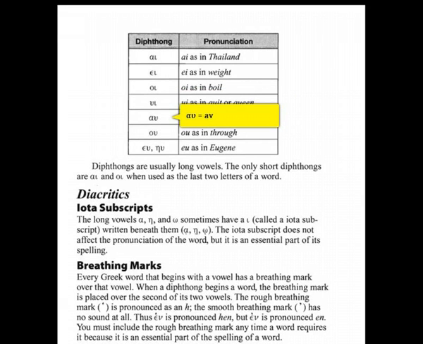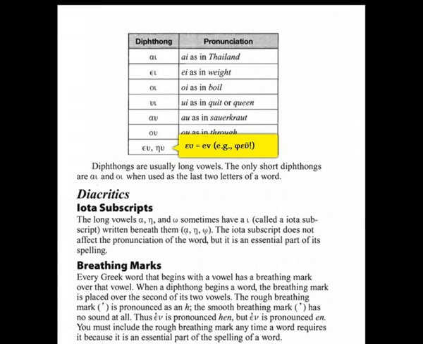Alpha upsilon is pronounced av. Omicron upsilon is pronounced u, as it's listed there in the book. And epsilon upsilon, or eta upsilon, are pronounced ev, as in the word pheu, meaning too bad or oh no.